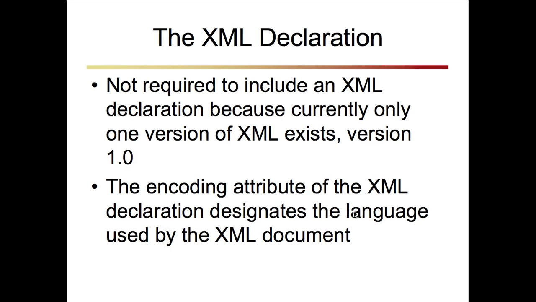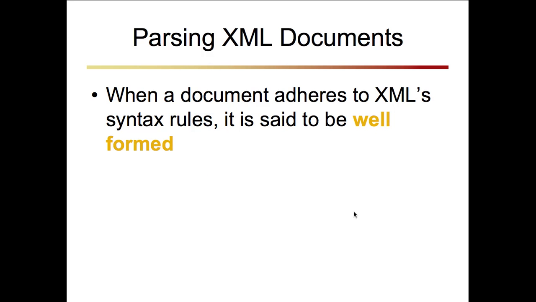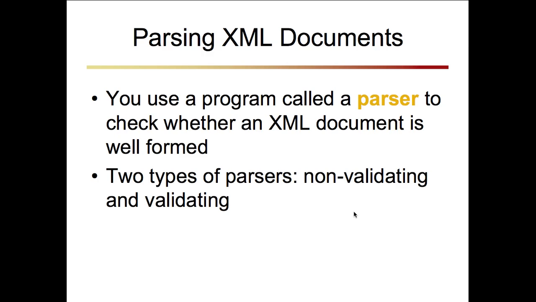So, the encoding attribute of the XML declaration designates the language used by the XML document. It's good practice to include it just in case there's another version that comes out. Then we know which version you're looking at. And in parsing an XML document, when a document adheres to the rule set, then we say it is well-formed. Well-formed is kind of like saying valid or invalid, transitional, all these words that the W3C has decided to label. Well-formed means it's complying.